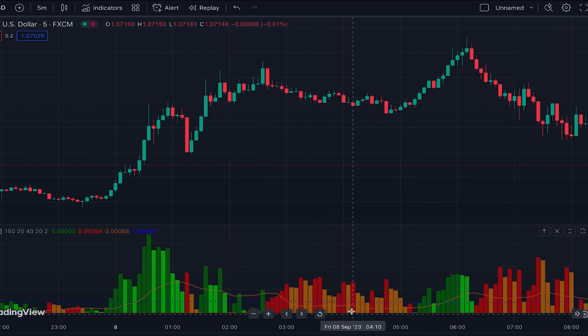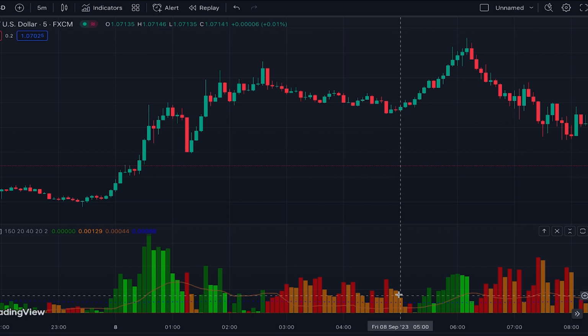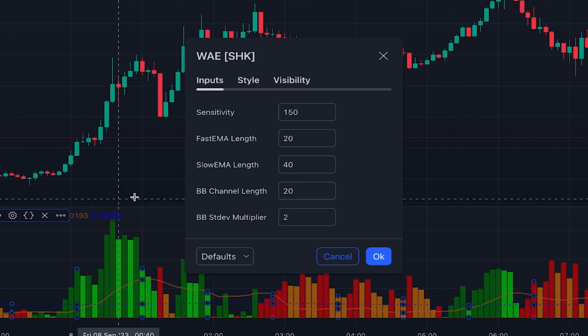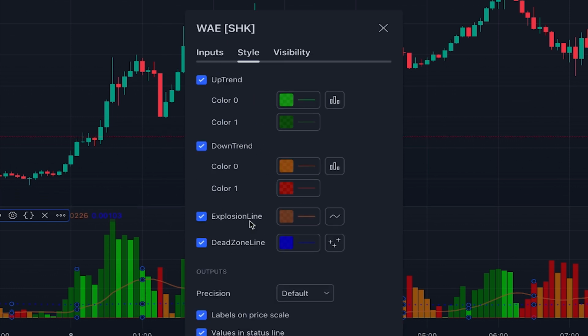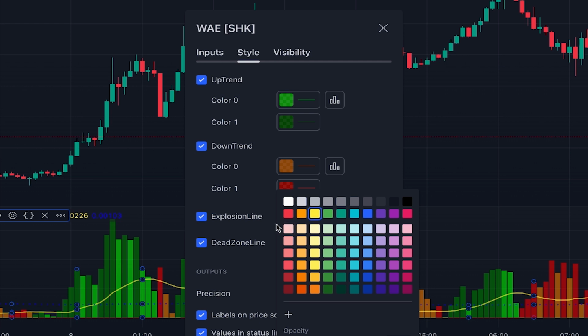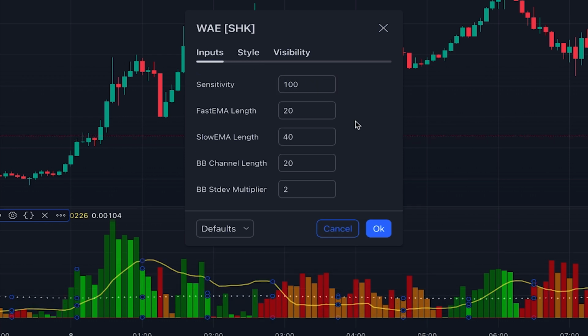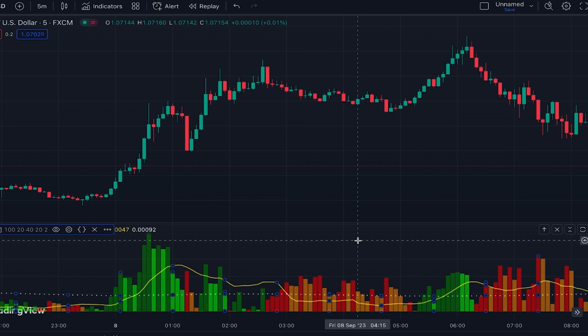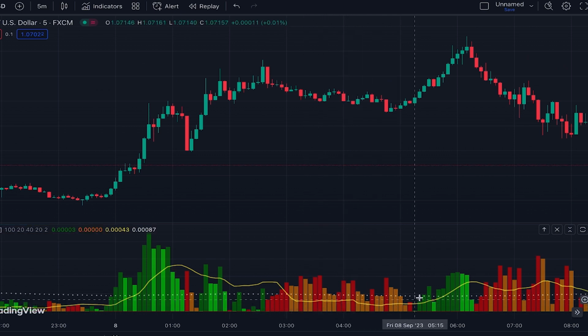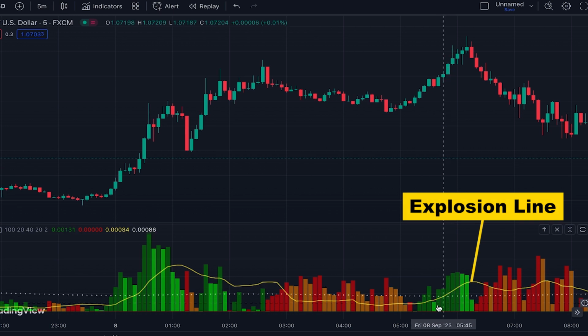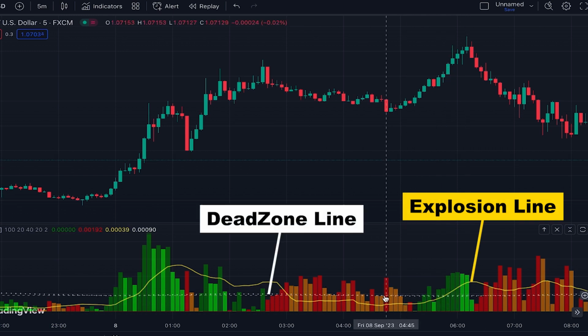As you can see, our histogram changes into different colors, and we have these two lines that are not very clear. Let me change their colors so we can see them better. Here in the style tab, we set the explosion line to yellow and the dead zone line to white. Then in the inputs tab we decrease the sensitivity to 100, so our indicator will be less sensitive to short-term fluctuations. So this yellow line is the explosion line and this white dotted line is the dead zone line, and the position of histogram bars above or below these two lines gives us signals about market movements.